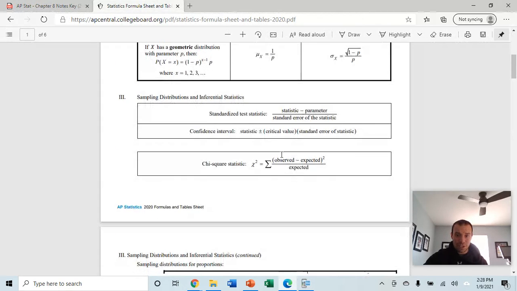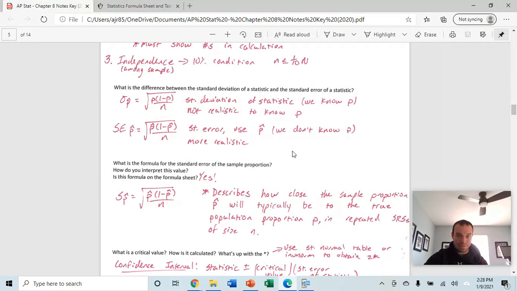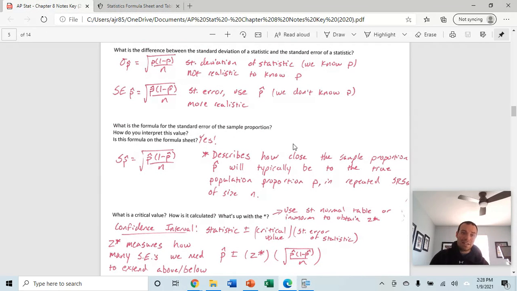This is on the formula sheet. If we take a look, you'll see the standard error of the statistic versus the parameter, and you'll see the only difference is using p hat as opposed to p. As I said, this formula is on the formula sheet, and the standard error of the sample proportion describes how close the sample proportion p hat will typically be to the true population proportion in repeated simple random samples of size n.